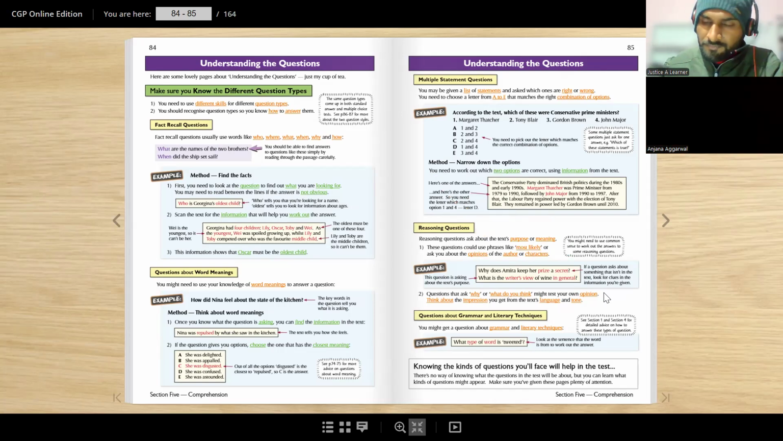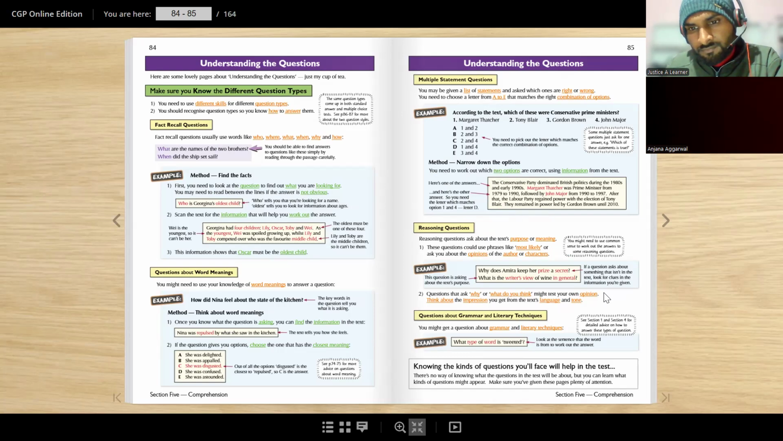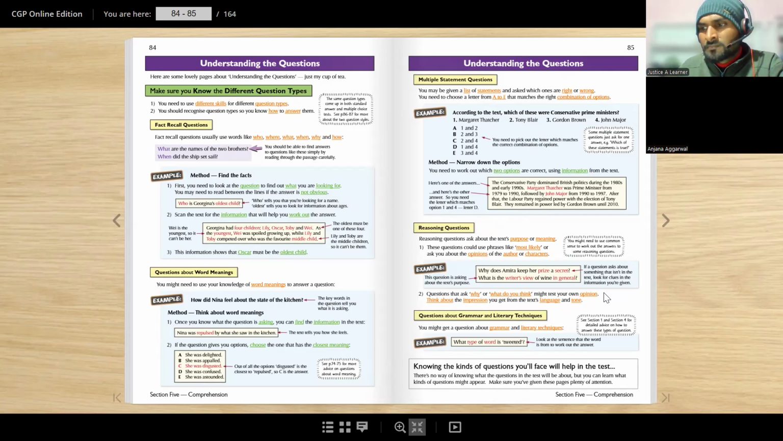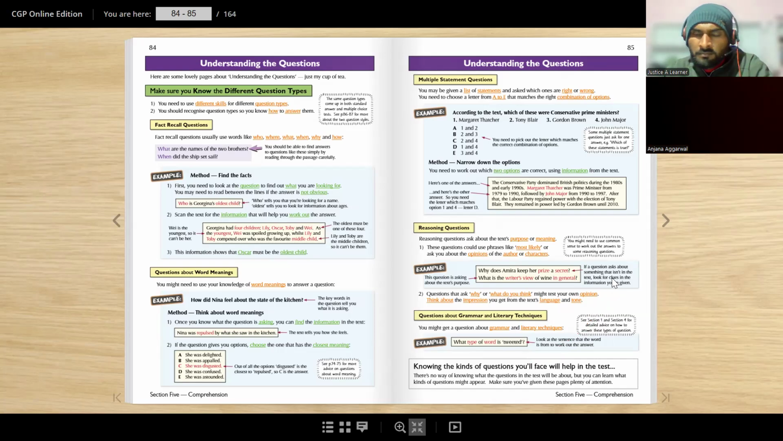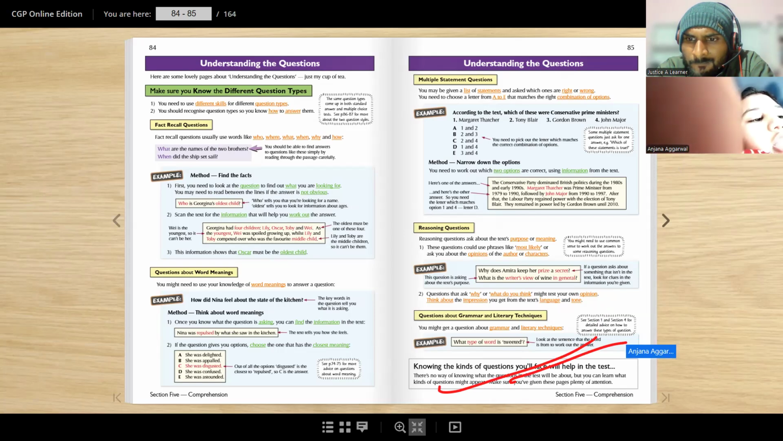So you might get a question about what type of word is used. Look at the sentence that the word is from to work out the answer. Knowing the kind of questions you'll face will help in the test. There's no way of knowing what the questions in the test will be about, but you can learn about the kinds of question that might appear. Make sure you're giving these pages plenty of attention. Okay, next page.